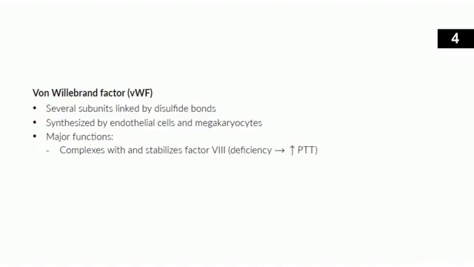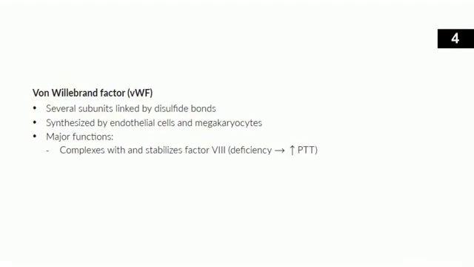So a deficiency of von Willebrand factor, which we call von Willebrand disease, will look a lot like a factor VIII deficiency, which can lead to elevated PTT. And what disease results from factor VIII deficiency? I'll give you a hint. Remember that 8 sounds like A? It's hemophilia A. So just like hemophilia A raises your PTT, so can von Willebrand disease.